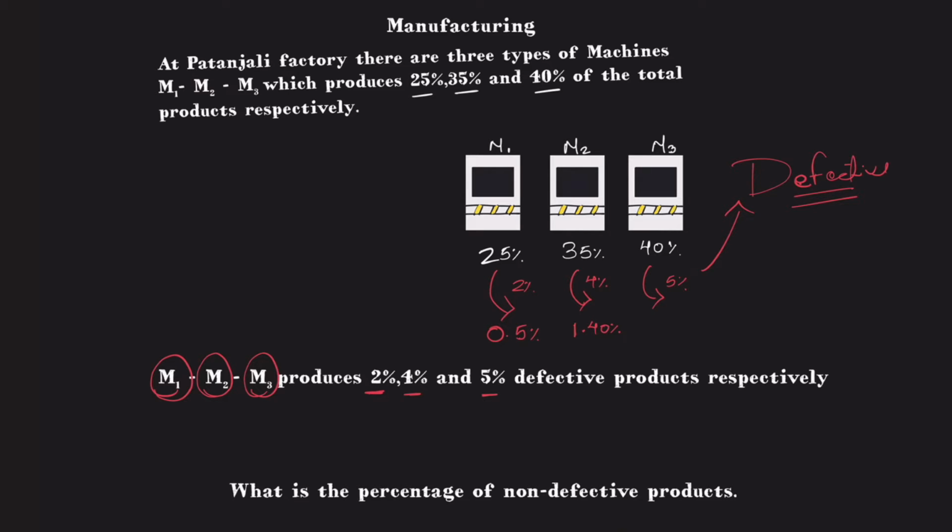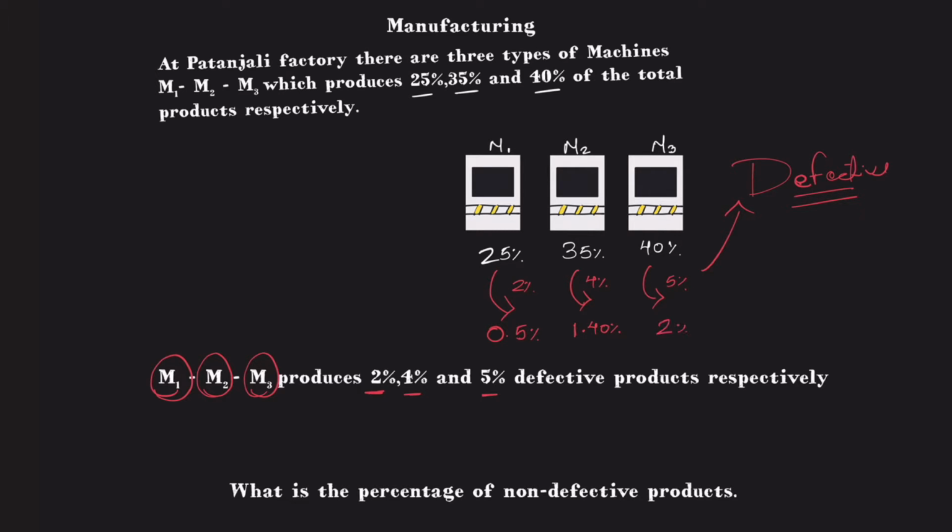Similarly, I will say 1.40. How? What is 1% of 35? 0.35. What will be 4%? 0.35 into 4, okay, which comes out to be 1.40. If I look at it in terms of percentage, 1.40%. If I say there are 35 products, then I will say 1.4 product will be defective.